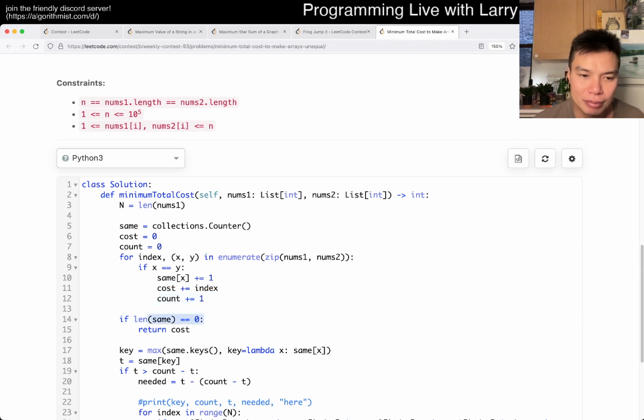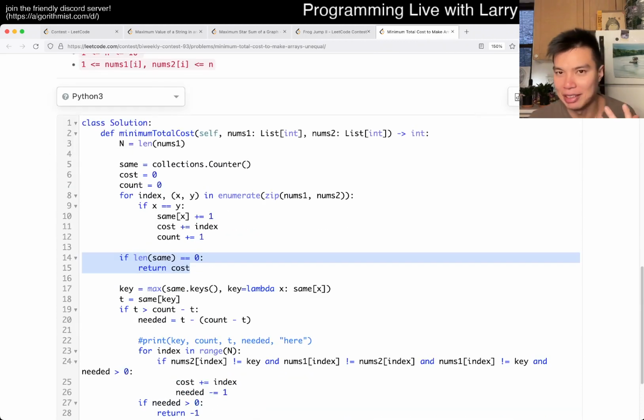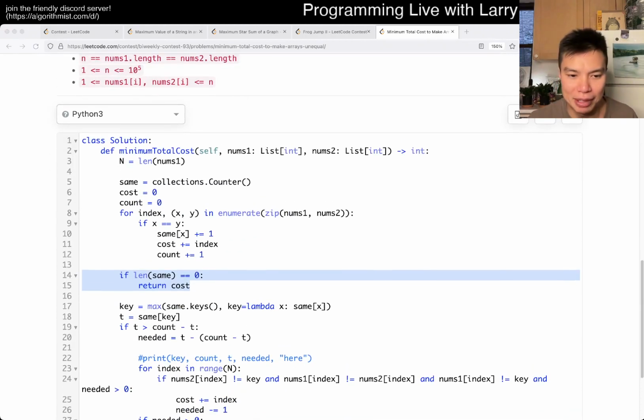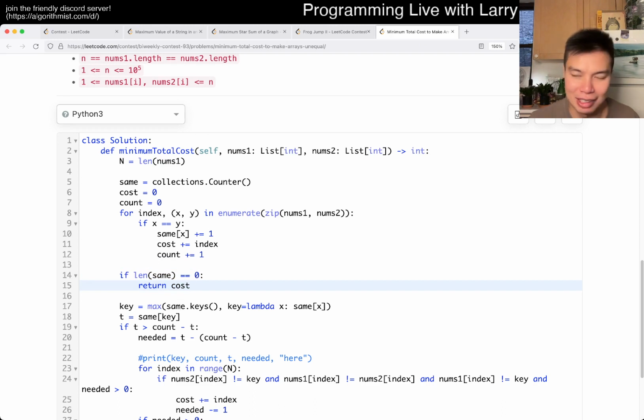Otherwise, of course, if all the numbers are distinct, then the cost is 0, right? Fair enough. I actually got a 5-minute penalty because I forgot about this, and then it just threw an error. Should have tested.